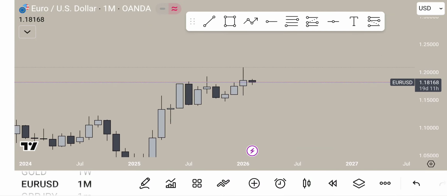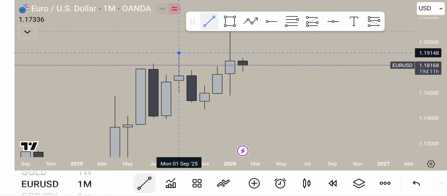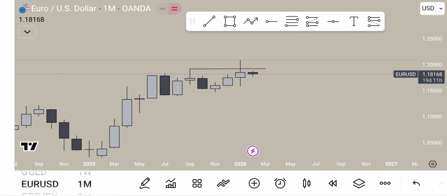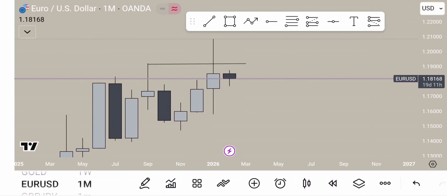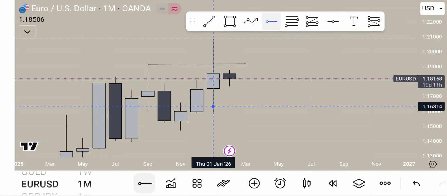And this is what Euro USD is showing me in the monthly. There's a run on liquidity here in the monthly. Why is it a run on liquidity? This was 2025 highs. The first month of January 2026, which is this contraction candle, started massively and then closed at a contraction.